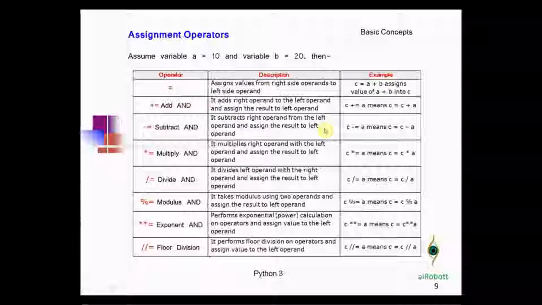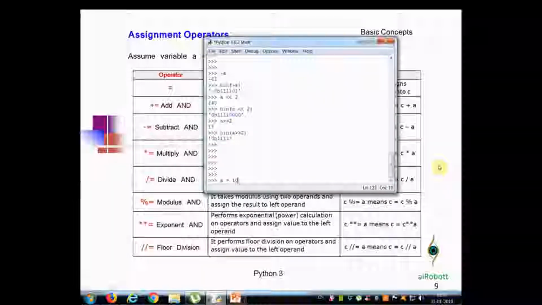Now see the programming part. A value with 10, B value with 20, and C value with 0. C equal to A plus B. Now print C. Here A is 10, B is 20. It gives the output 30. The result 30 is assigned to the variable C.